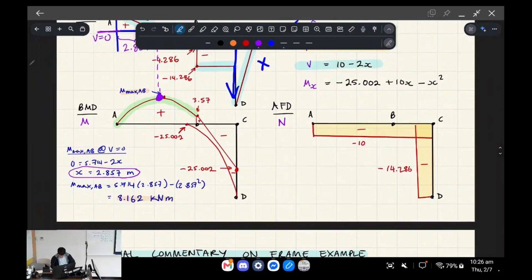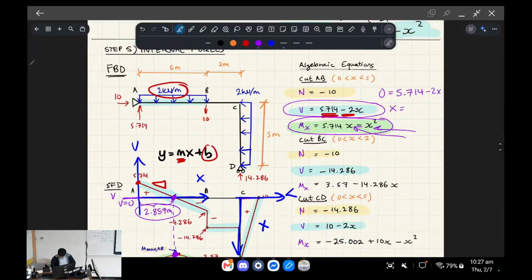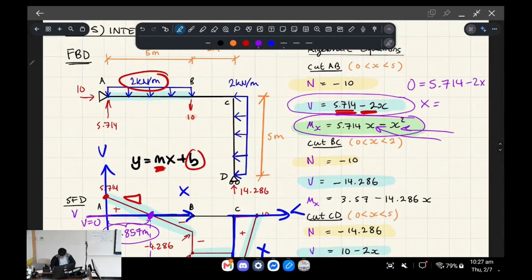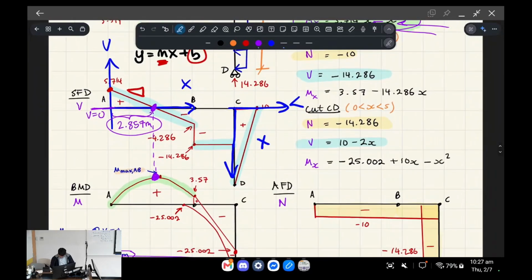Okay, so if I plug that number into my moment equation, in other words, if I look at this expression, and every time I see x, I plug in 2.857 meters, and then I get the output, I can find the max bending moment in that region, and it's 8.162. All right, so that's if I wanted to find the peak of this bending moment curve.